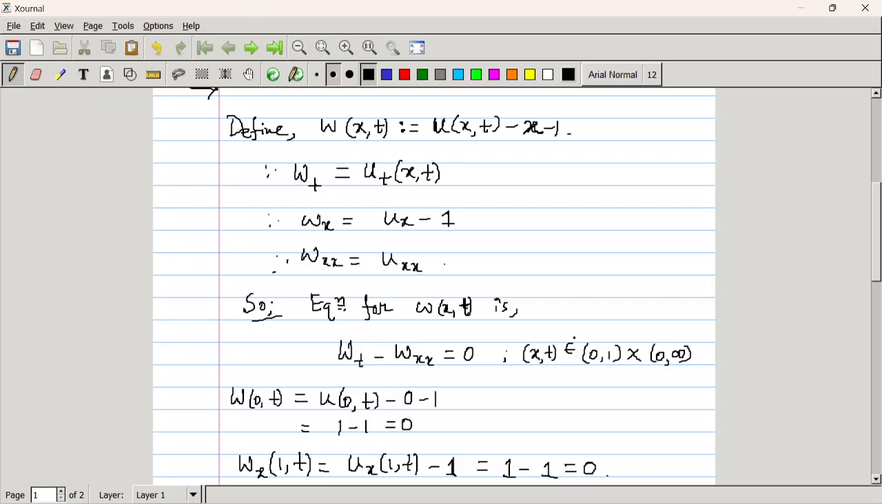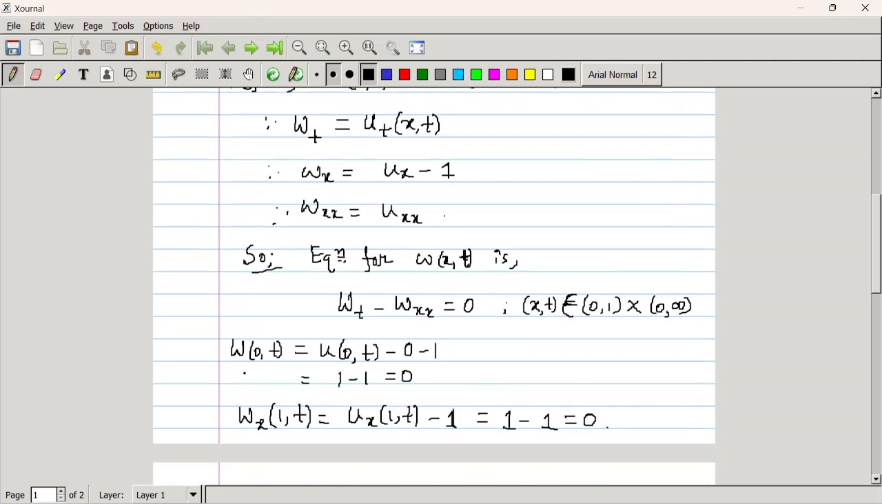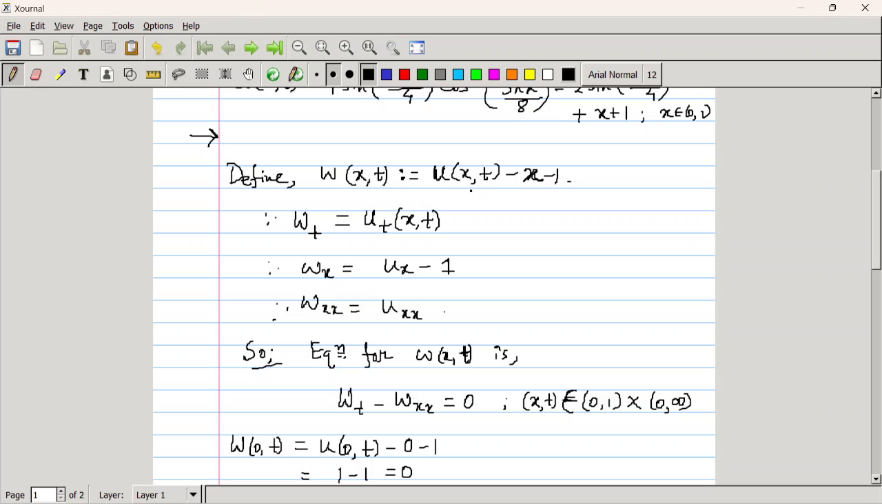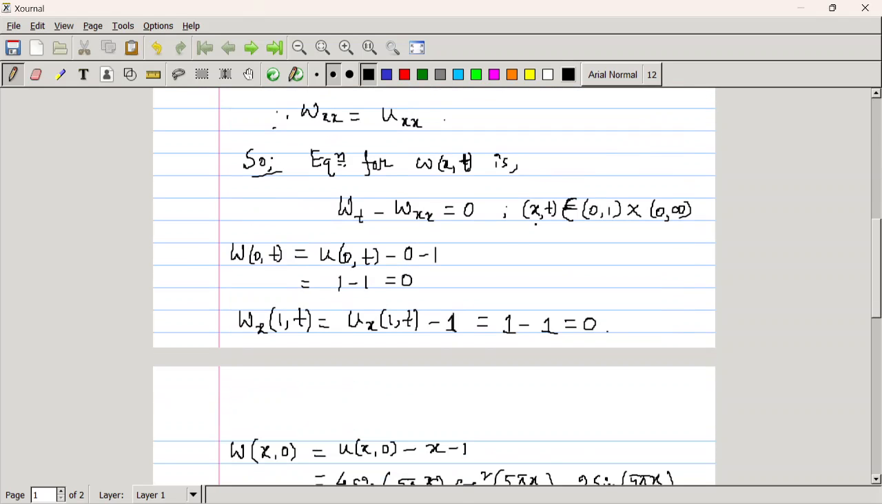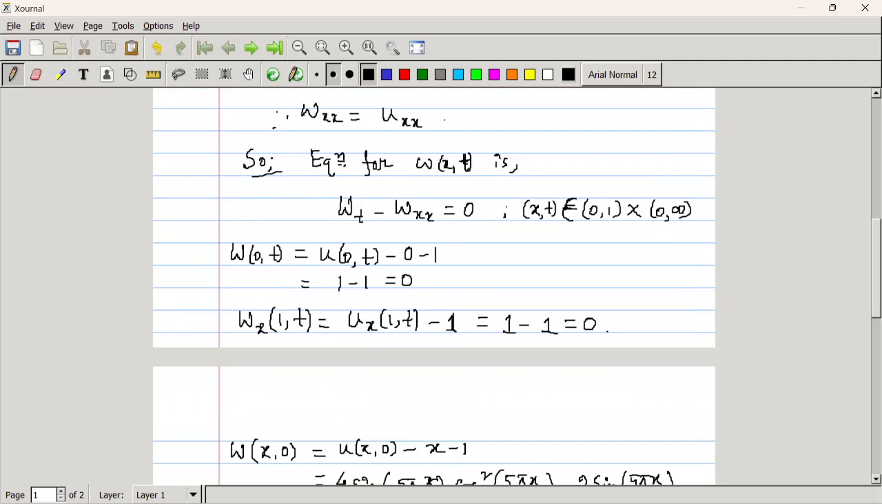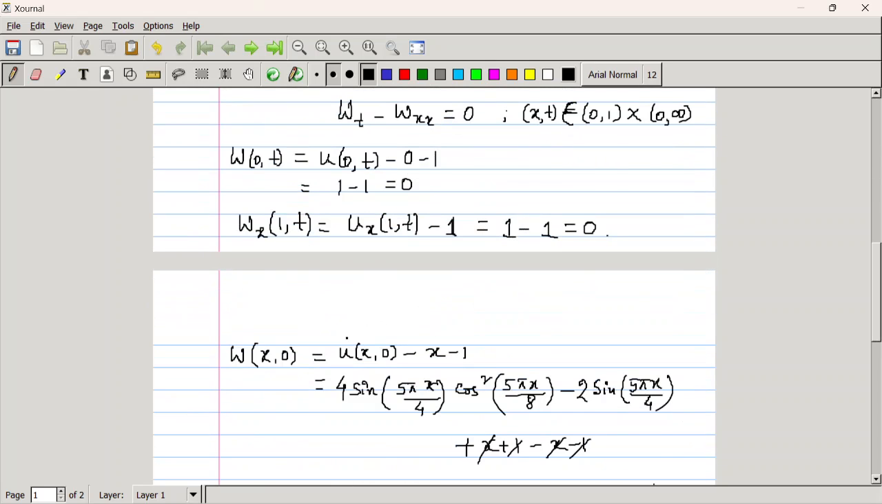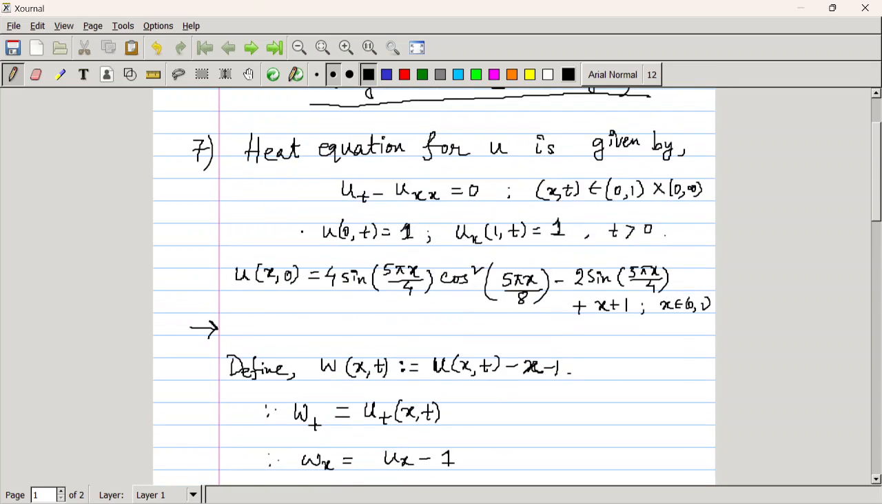The region is same: (x,t) belongs to open (0,1) cross open (0,infinity). Now the boundary conditions. The boundary conditions are u(0,t) is 1 and u(1,t) is 1. Now here what is w(0,t)? I am just replacing x by 0, that is u(0,t) minus 0 minus 1. So u(0,t) is given as 1, so 1 minus 1 is 0. And what is w(1,t)? It is u(1,t) minus 1, and u(1,t) is given as 1 in the question. So w(1,t) becomes 0. Now initially w(x,0), I have to put t equal to 0.